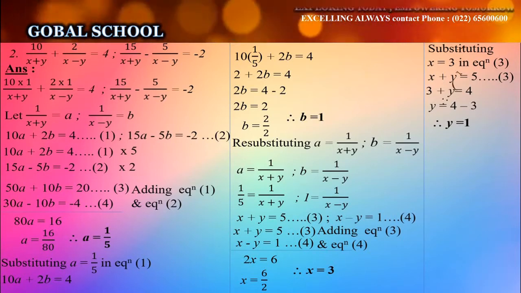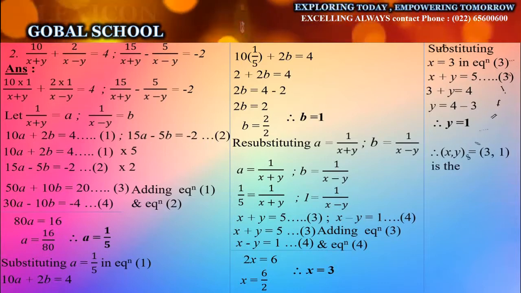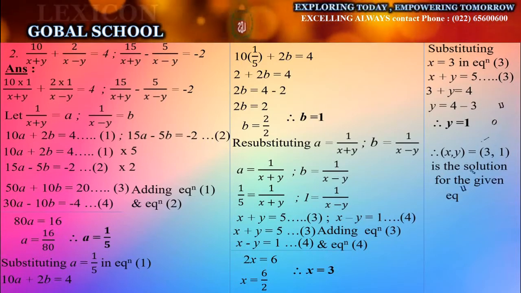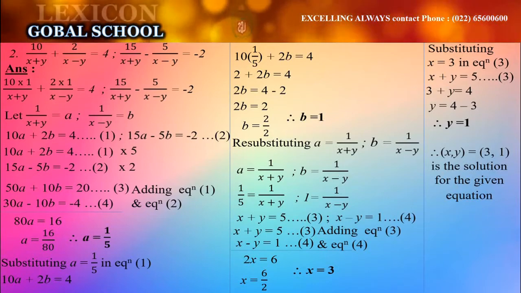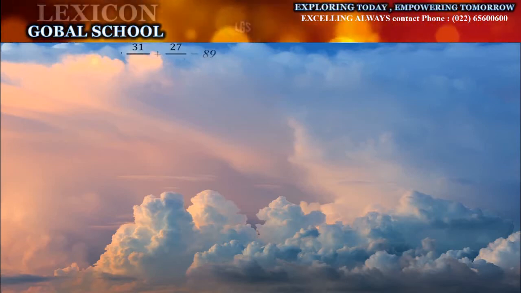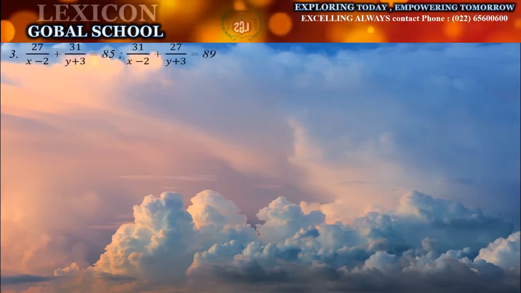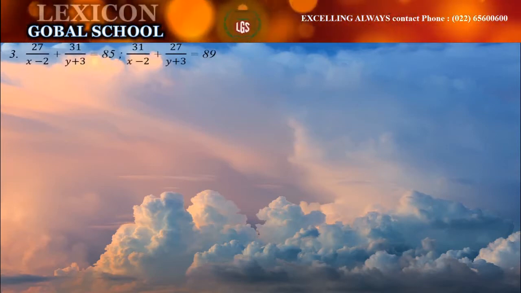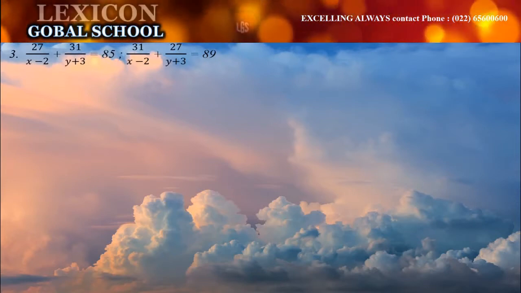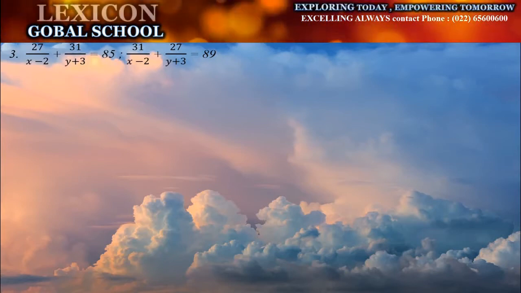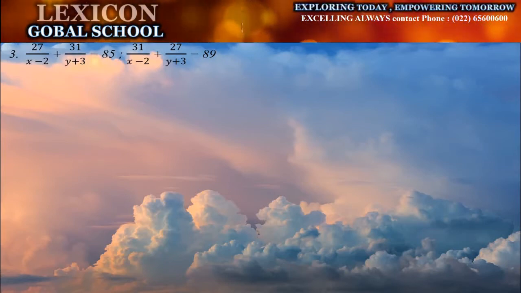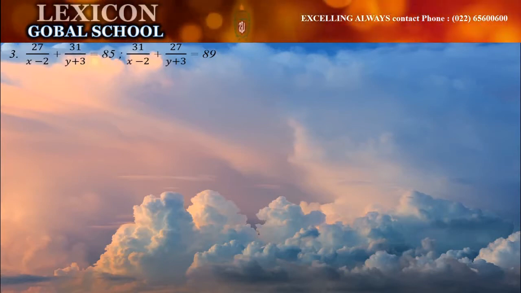Therefore, (x, y) = (3, 1) is the solution of the given equation. Let us now understand sum number 3. Your sum number 3 goes like this: 27 upon x minus 2 plus 31 upon y plus 3 is equal to 85, and 31 upon x minus 2 plus 27 upon y plus 3 is equal to 89.